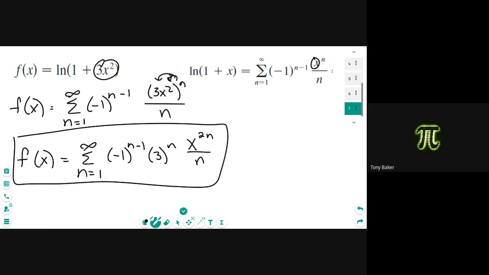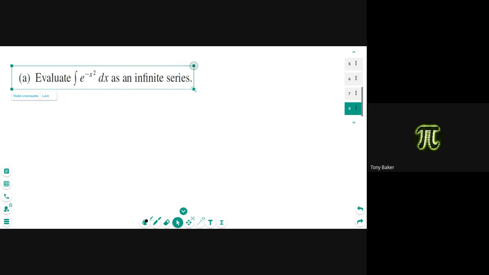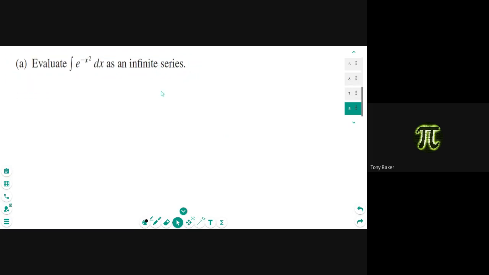So why teach this in calculus? What's the integral of that?